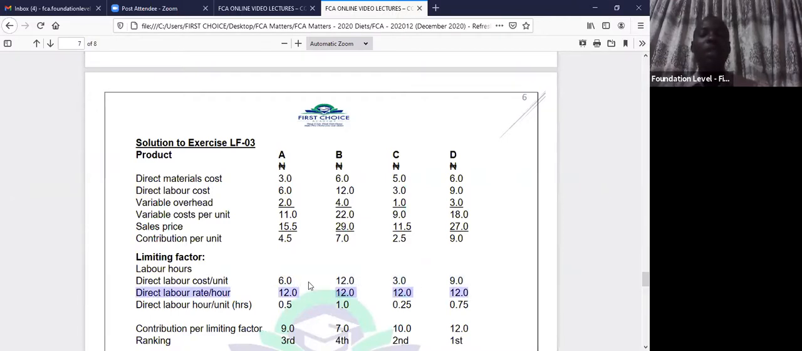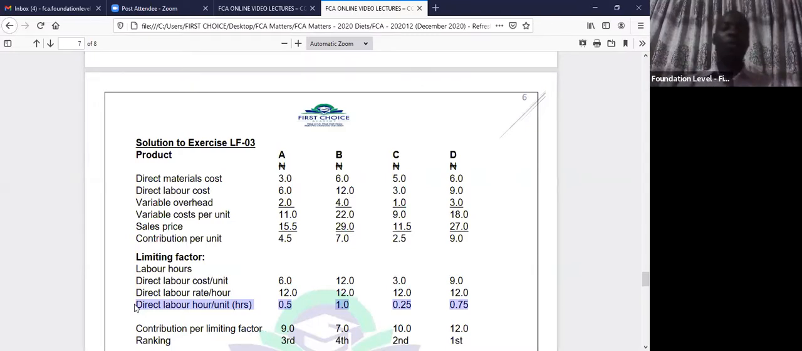So simply say 6 divided by 12, 0.5. 12 divided by 12 will give you 1. 3 divided by 12 will give you 0.25. And 9 divided by 12 will give you 0.75. Now, this is your limiting factor per unit.